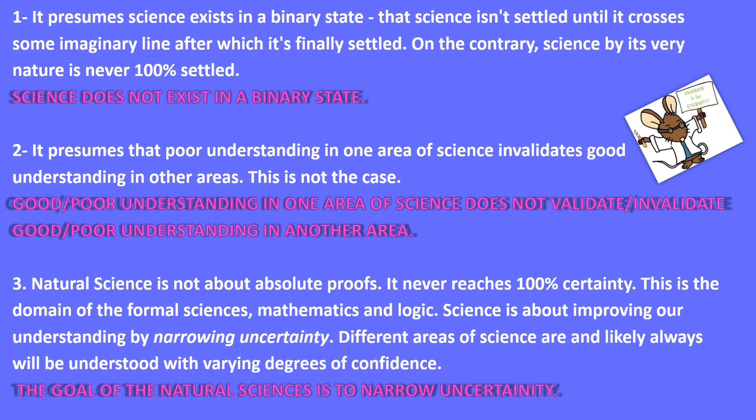And lastly, the third point. And this is one some of y'all tend to miss. So natural science is not about absolute proofs. It never reaches 100% certainty. This is the domain of the formal sciences, which, as you remember from our slide before, was things like math and logic. Science is about improving our understanding by narrowing uncertainty. Different areas of science are always likely to be understood with varying degrees of confidence, which goes back to point number 2. So the goal of the natural sciences is to narrow uncertainty.